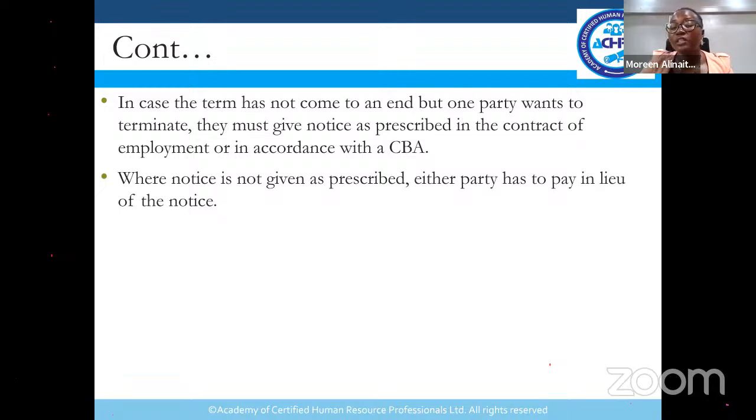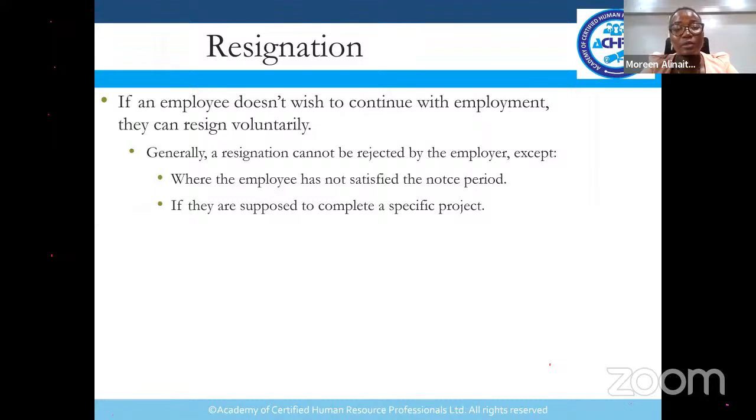Where notice is not given as prescribed, either party has to pay in lieu of notice. If you do not give notice of termination of contract, you must pay that person that money. For example, if they are earning 50,000 and you want to terminate them, you give them 100,000, and hopefully they go home. Some refuse. They say, I'm not going anywhere. I'm suing you. I still want to work. We've already discussed resignation.